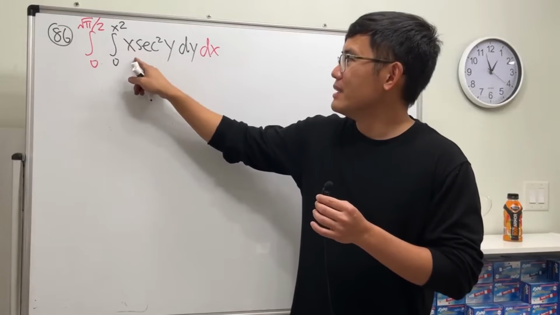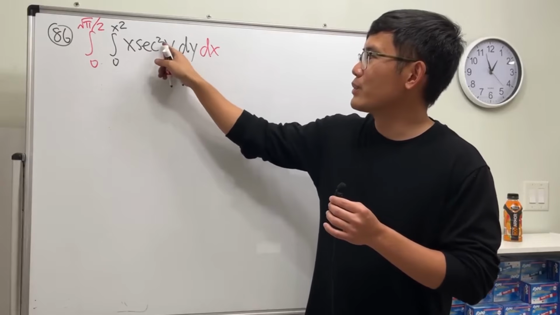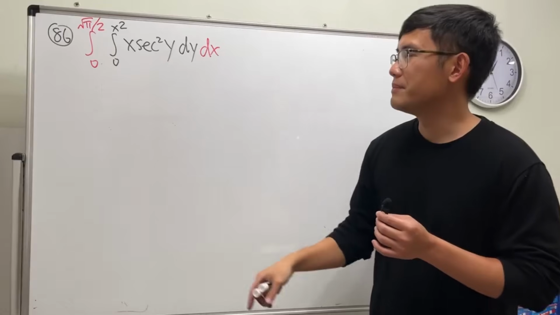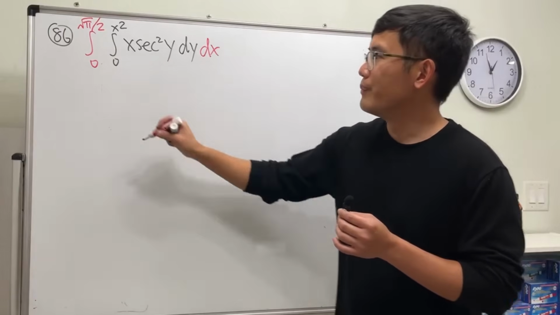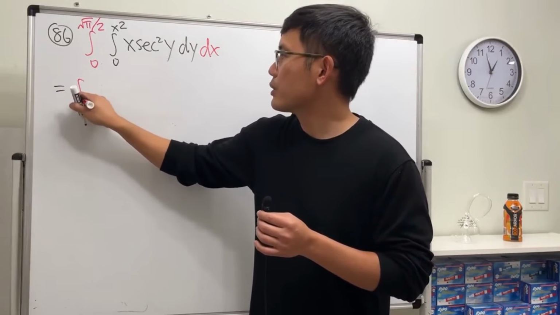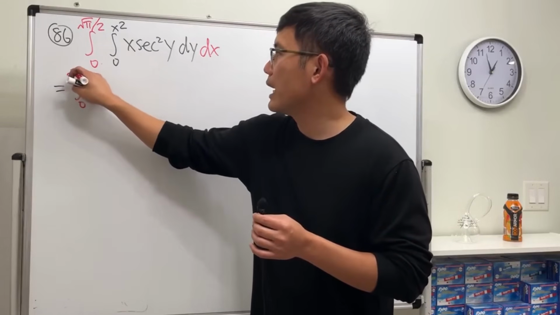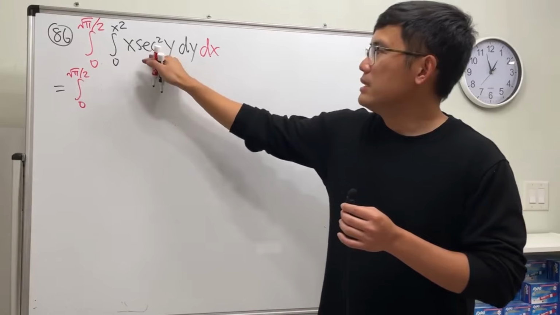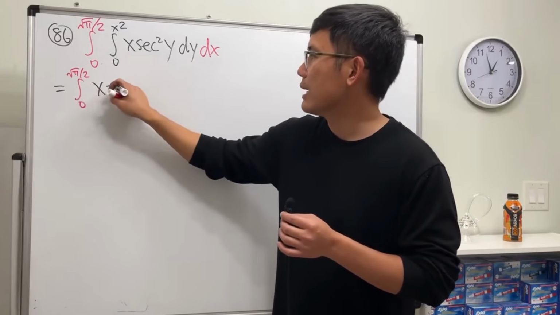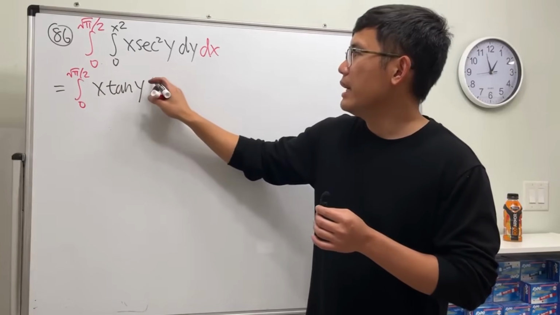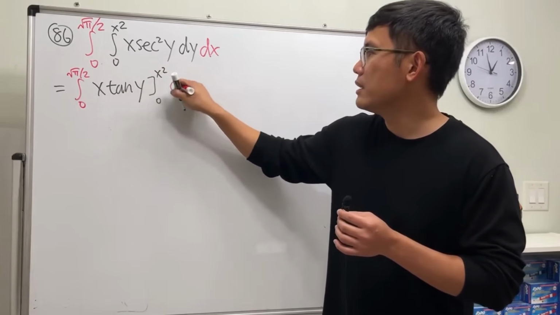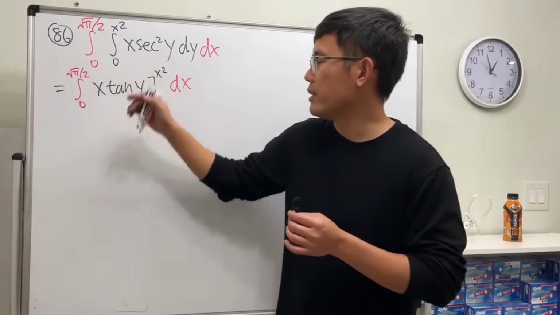Here, we can integrate secant square y in the y world easily. This is just a constant multiple, leave it. So here, we are going to get integral going from 0 to square root of pi over 2. This is going to give us tangent y, and then let me just have x times tangent y, and then keep in mind y goes from 0 to x squared here, and then here we have the dx. So put the x squared and then put that.